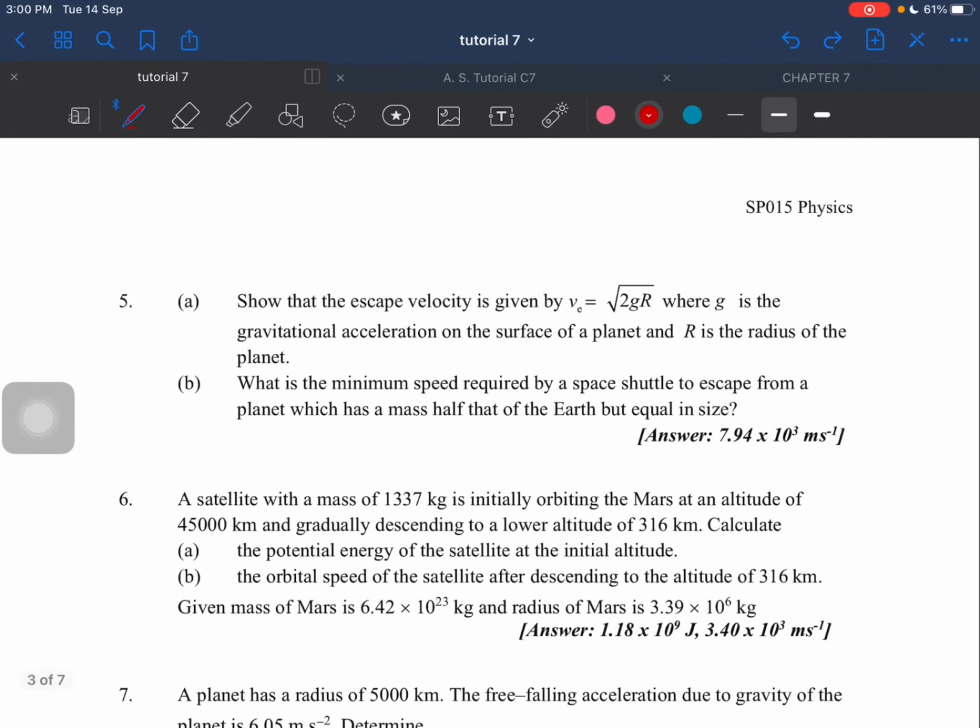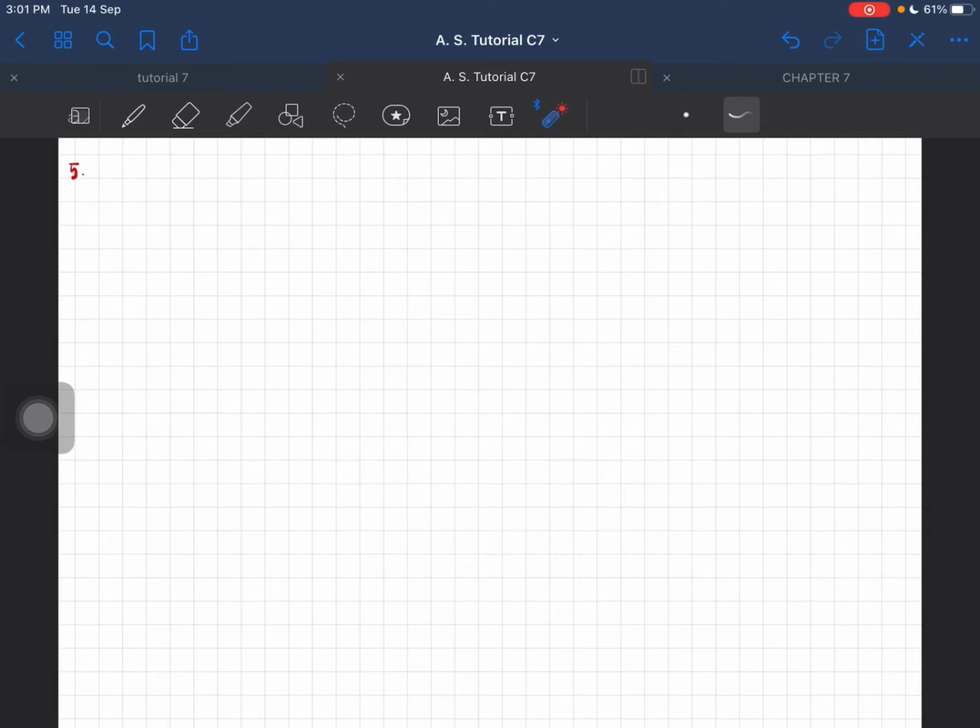Okay, question number 5. Show that the escape velocity is given by this, where g is the gravitational acceleration on the surface of a planet, and r is the radius of the planet. For this one, we are going to assume the planet to be the Earth. Okay, so let's try and do this.